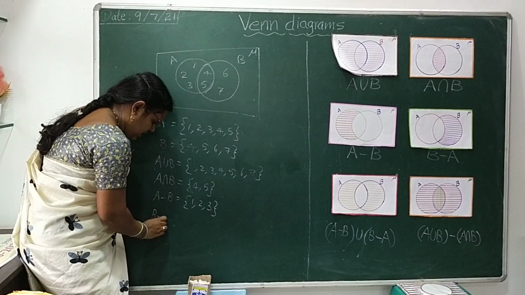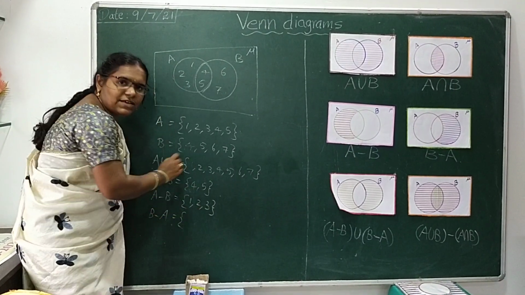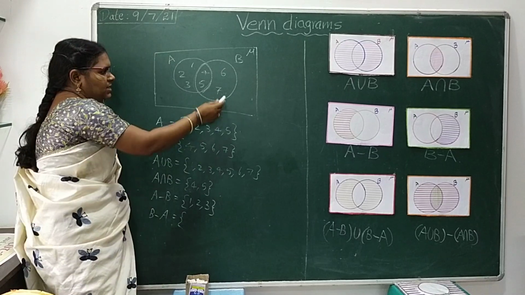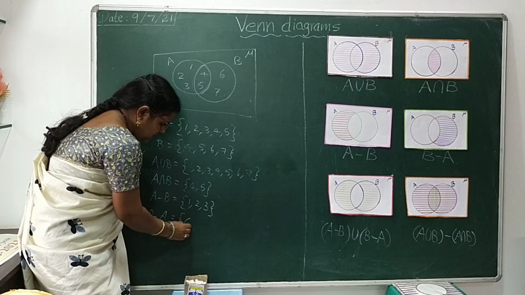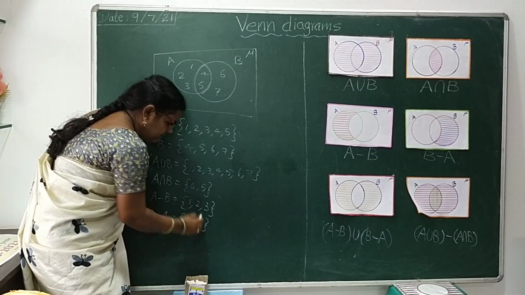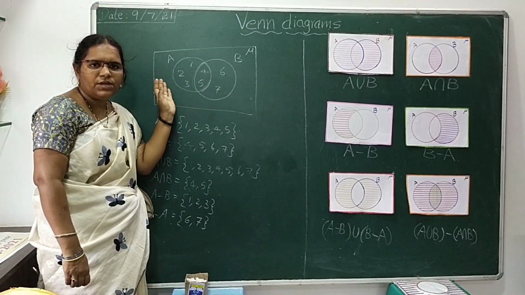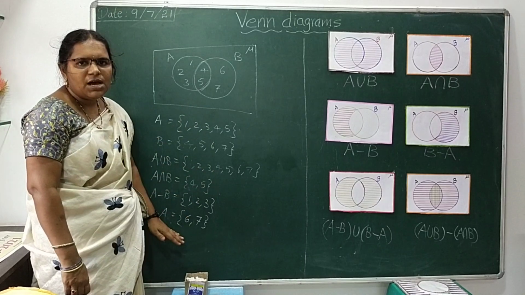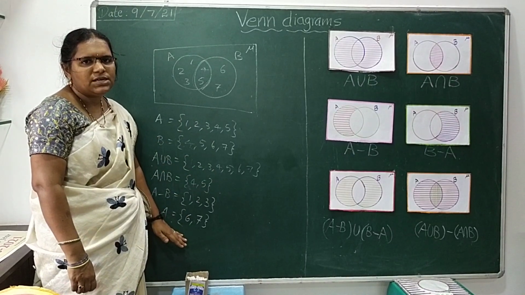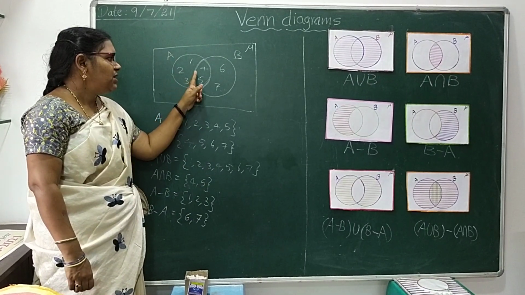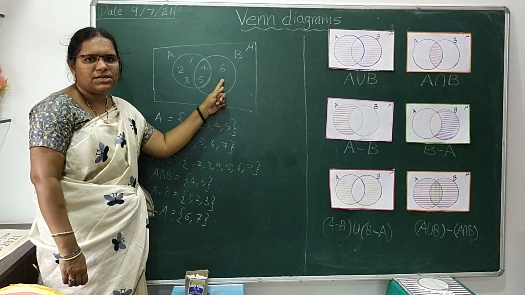Next, B minus A. B minus A means which part did we say? Yes, the third part: 6, 7. Like this, according to the given questions, from the given figure we have to get the elements of the given sets: A minus B, A intersection B, B minus A.